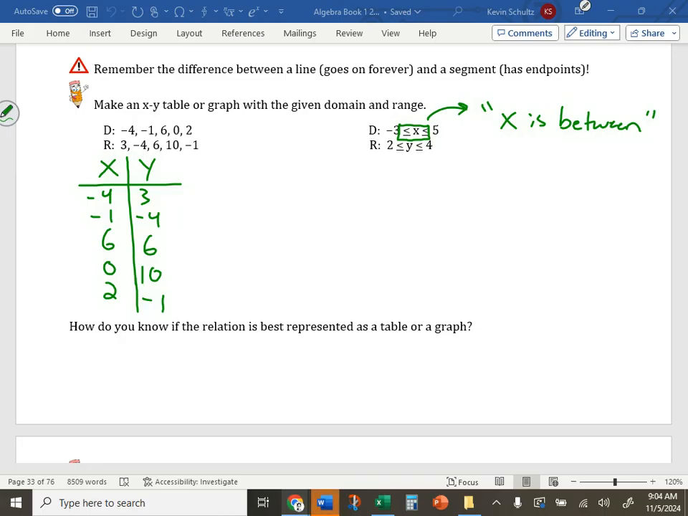What does that sound like? If I'm describing the X values of a relation, I say X is between -3 and +5, what type of relation does that sound like? A table, a line, or a segment? A segment, right? This would be the same thing as writing -3 with an arrow and +5. It means the same.